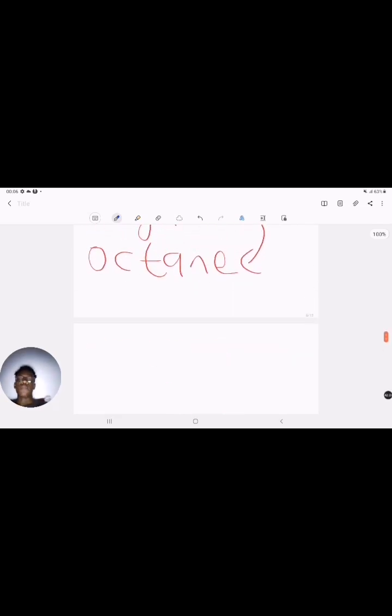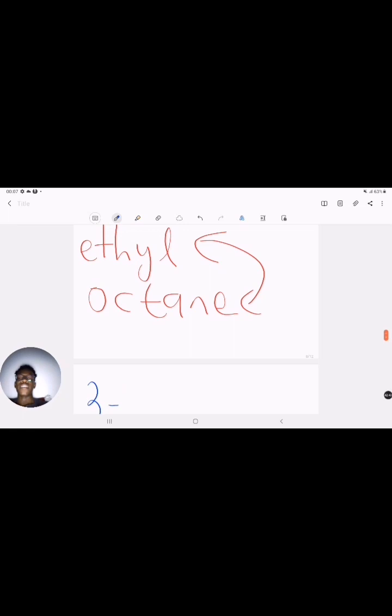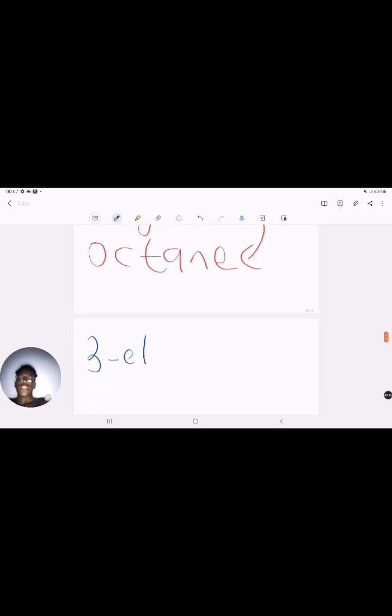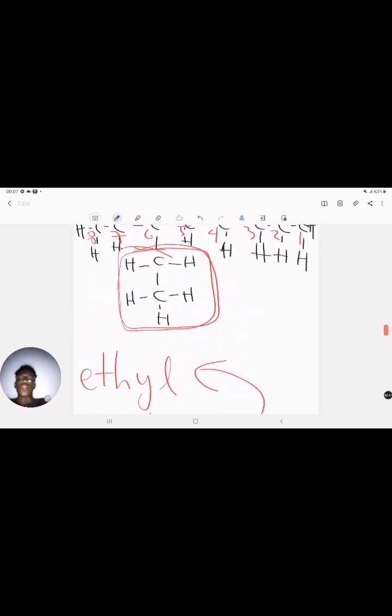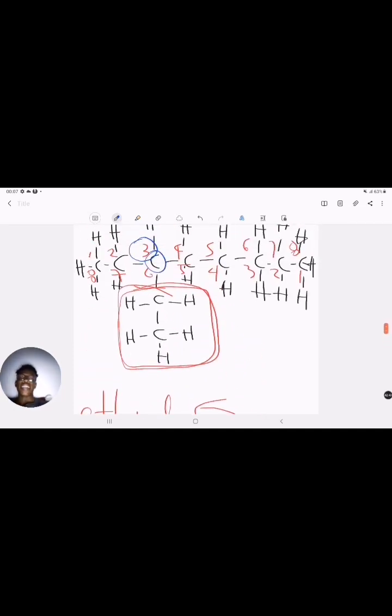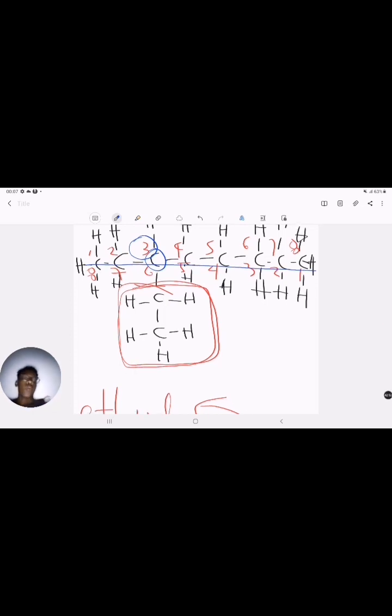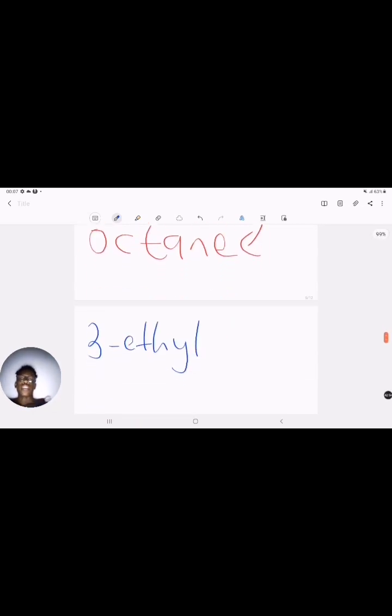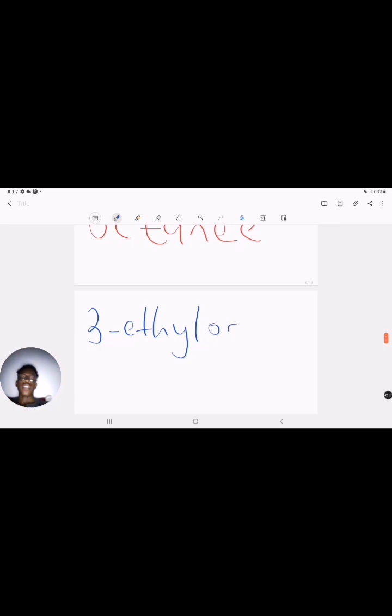So, what is the name of my compound? Well, it starts with 3. On carbon number 3, I've got an alkyl group. What is the alkyl group that I have? It's ethyl, right? I've got ethyl on carbon number 3, and this ethyl group is attached to a parent chain. What is the parent chain called? The parent chain is called octane. That is the name of my compound.